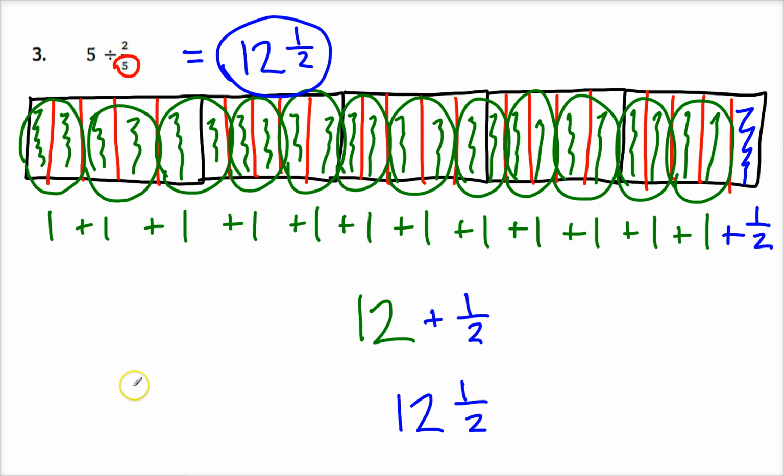So when you do your first dividing fractions assignment, this is how you're going to be doing each of the problems. Again, because I want you to get a visual picture for what it really means to divide a whole number by a fraction.